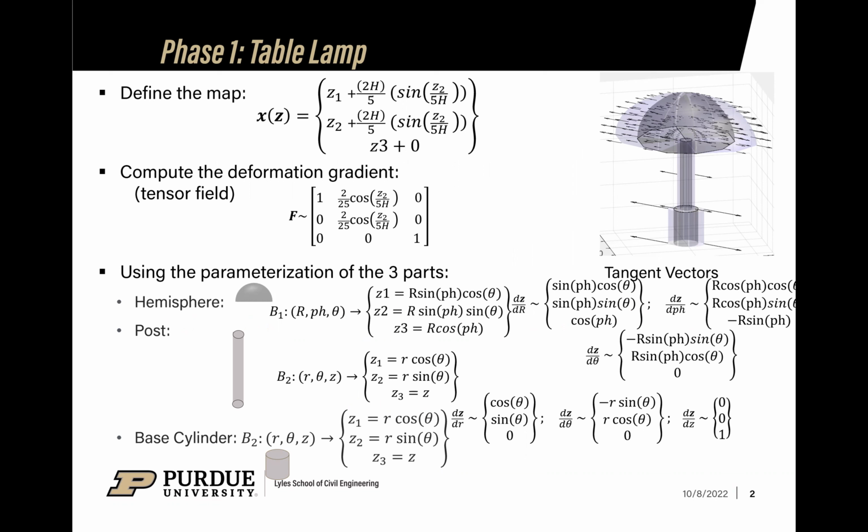So this is the deformation gradient, which is obtained by differentiating x1 with respect to z1, x2 with respect to z2, and x3 with respect to z3. Coming to the parameterization, these are the parameterizations that I've used to come up with the composite body. And these are the tangent vectors, which are obtained by differentiating z1, z2, and z3 with respect to r, phi, and theta for the hemisphere, and small r, theta, and z for the cylinders.